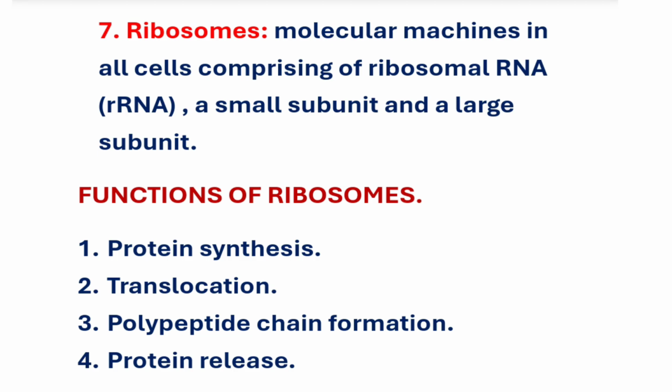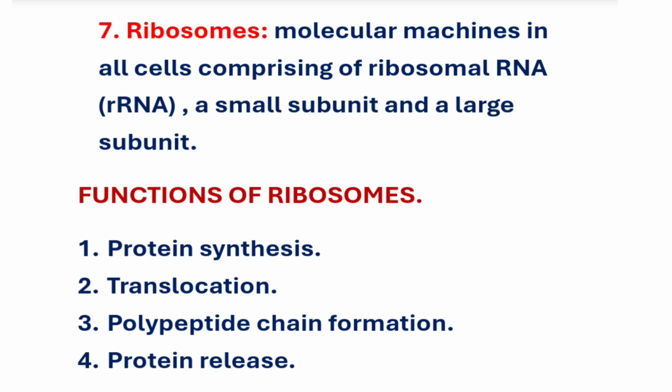Functions of ribosomes. Protein synthesis. Ribosomes read the sequence of codons on the messenger RNA, that is mRNA, molecule, and use this information to assemble a polypeptide chain of amino acids. Translation. This is the process of building a protein from messenger RNA, and it is done by a ribosome. Polypeptide chain formation. The small subunit binds to the messenger RNA, while the large subunit catalyzes the formation of the peptide bonds between amino acids, which are delivered by transfer RNA molecules. Protein release. Once the chain is complete, it is released from the ribosome and folds into a functional protein.